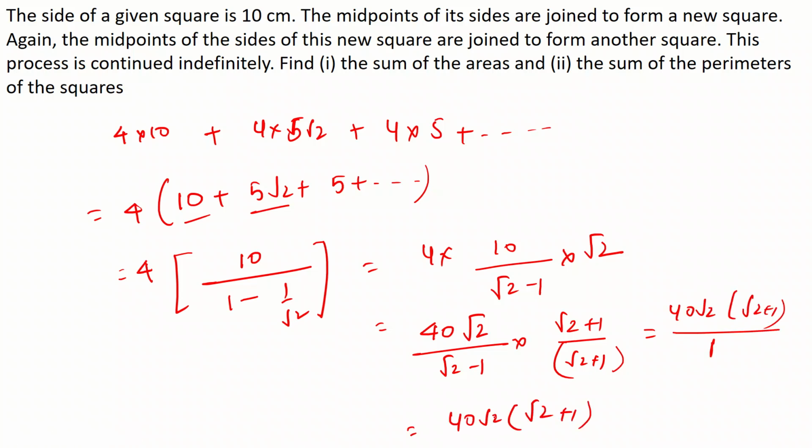Or if you want, you can multiply this root 2 inside. So I get 42 plus root 2. This is my final answer.